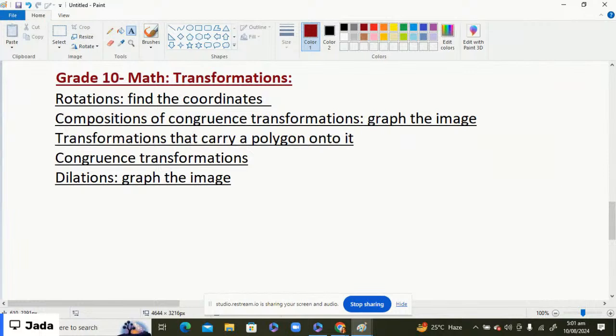Hello everyone, hope you're all doing good. So today we are here for grade 10 maths. The chapter we discuss today is transformation.